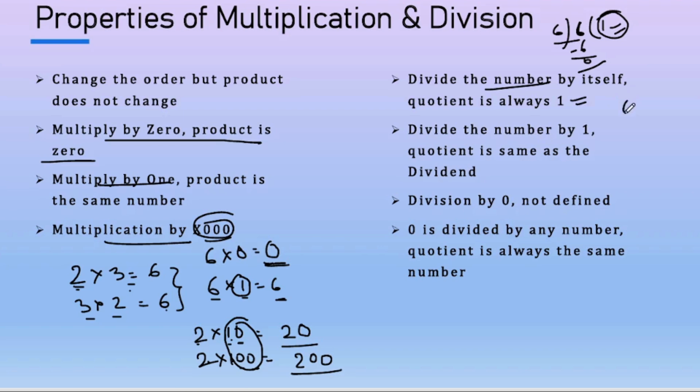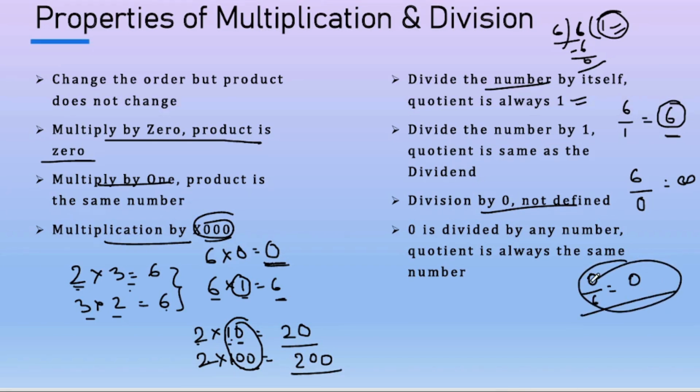Divide the number by 1. 6 divided by 1, right? The answer, quotient, will always be the same number. Division by 0 is not defined. You cannot divide any number by 0, that is not defined, or sometimes it's called infinity also. 0 divided by any number is always 0, right? So these are a few properties, a few concepts from where direct questions can be asked. With this, we complete the properties of multiplication and division.